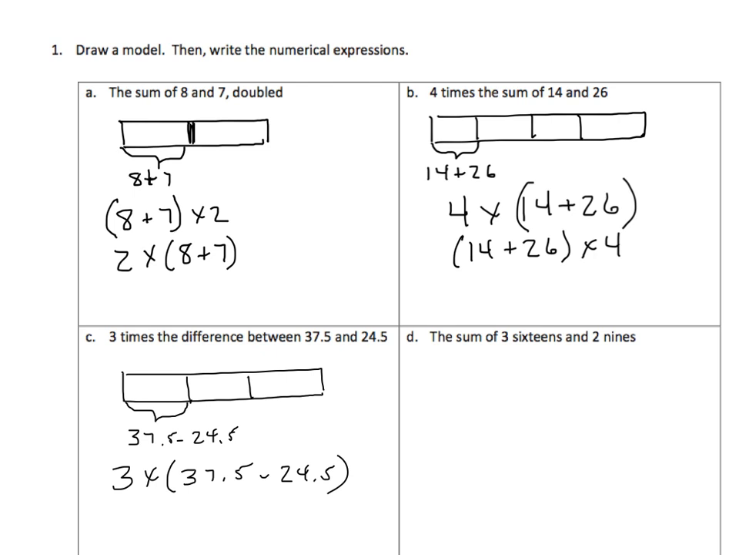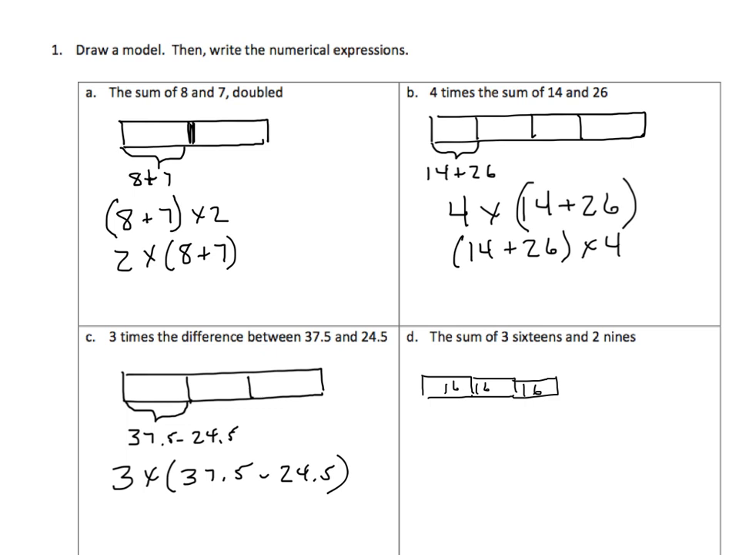Let's go on to example D. The sum of 3 sixteens and 2 nines. Start the tape diagram with the first part here. We know that we're going to have to add things together, but if I have 3 sixteens, I'm going to have to multiply, right? Because that's repeated addition. So let's start with that. I'll represent 16. Got 3 of them.